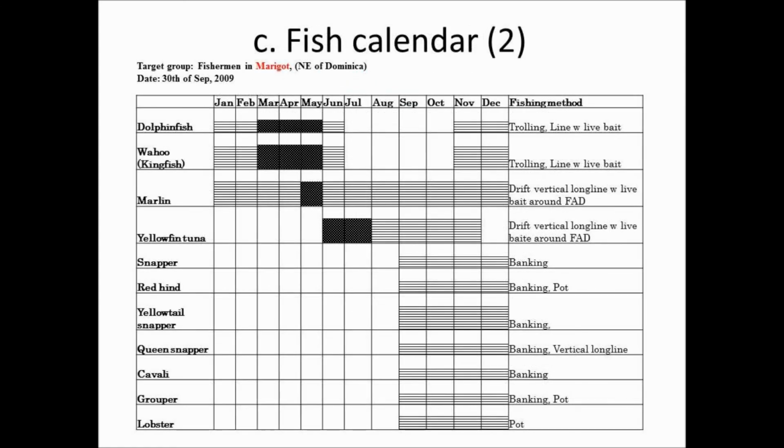Here is another fishing calendar derived from fishers on the opposite side of the island, the northeast, Marigot, on the 30th of September 2009. Again, this information was derived through consultation with fishers, asking them which species were dominant at different times of the year, and the gear and method and different times that they were caught.